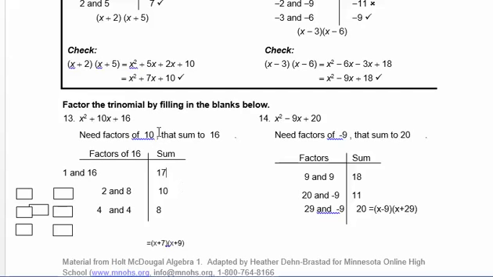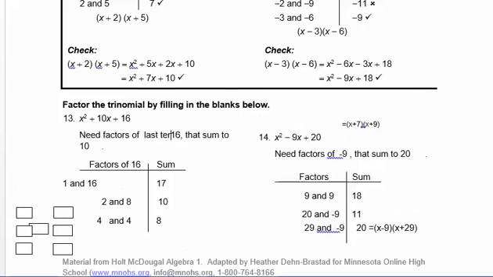So now we're going to pick the ones that add to 10. We need the factors of 16 that add to 10. The factors of the last term that add to the middle term. So it's always the factors of the last term that add to the middle term. So I'm kind of messing these up, but the factors are going to end up being x plus 2 times x plus 8. These are the ones that are going to work.